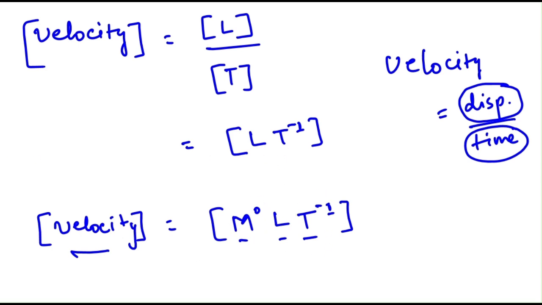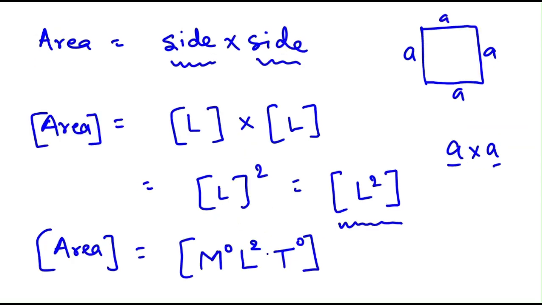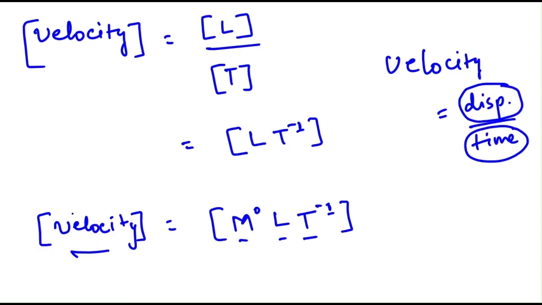So what we are doing here, suppose we have to write for area, this has two dimensions in length. So we are doing L to the power 2, and zero dimension in mass and time. So this way we are representing. So dimensions are nothing but the power form representation of a physical quantity in terms of basic physical quantities.